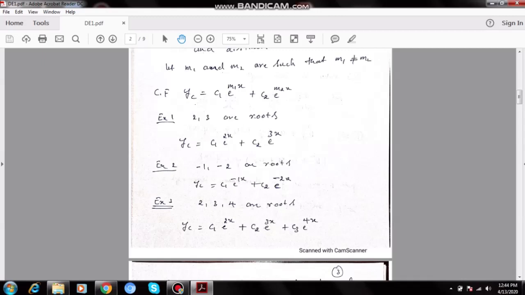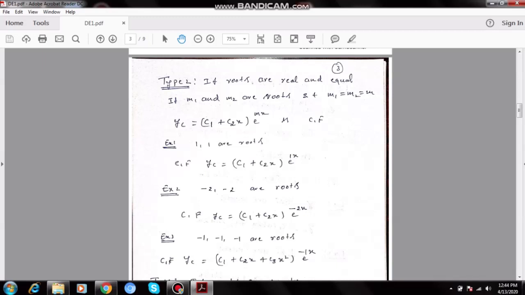Similarly, if 2, 3 and 4, suppose we have three roots for a cubic equation, third order differential equation, then the complementary function will be c1 e power 2x plus c2 e power 3x plus c3 e power 4x, because all three are real numbers and they are not equal. The second type will be, roots are real and equal. Suppose that both the roots are same, like m1 is equals to m2, then we'll write the complementary function as (c1 plus c2x) into e power mx.